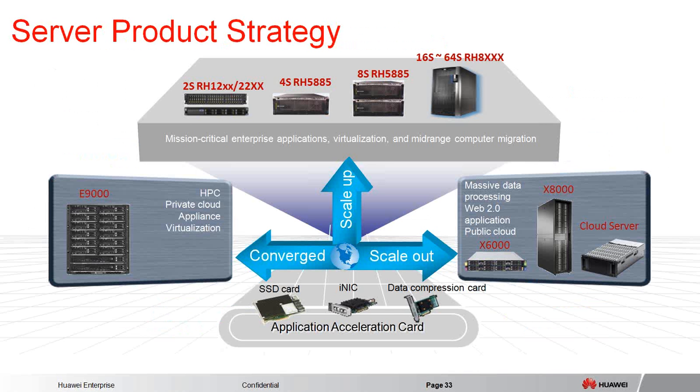So, server product strategy. Our strategy is, of course, scale up, scale out, converge, scaling. That means we have to have a product for every segment of the market. But those products also have to have great performance as well as great architecture. And Huawei's three-line product, the X6000, cloud server X8000, and the 9000, provide you with scale up, scale out, and converged technology.